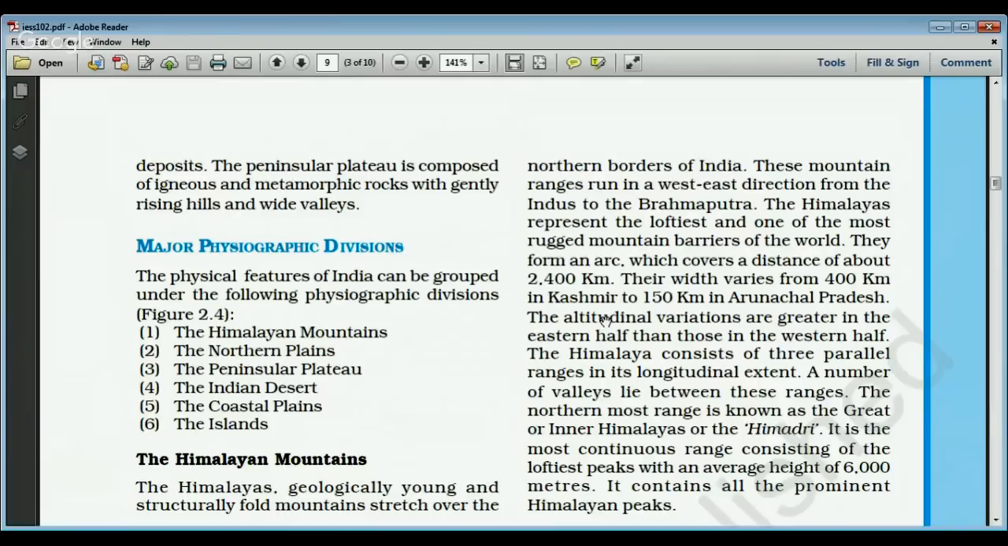Please remember this fact that the width of the Himalaya decreases as we move from west to east, but it is opposite in the case of altitude or height, because the altitude of the Himalayas increases as we move from west to east. So this is a fact. Please remember this, it could be directly asked in the exam. The width of the Himalayas decreases as we move from west to east, and the altitude of the Himalaya increases as we move from west to east.